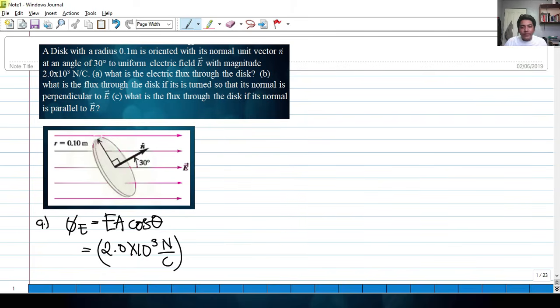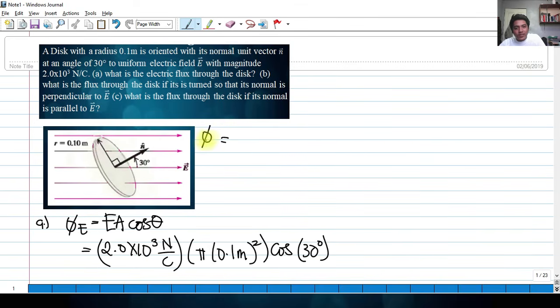The surface area of this disk is simply a circle. If this is a circle, we have a radius of 0.1. So the area of the circle is pi r squared, pi times 0.1 meter squared. Cosine of the angle between the electric field vector and the normal vector, that is 30 degrees. Upon computing, with cosine 30, we have 54.41.